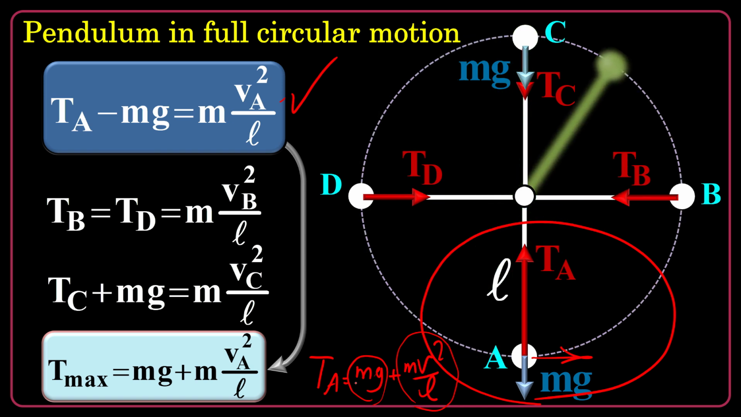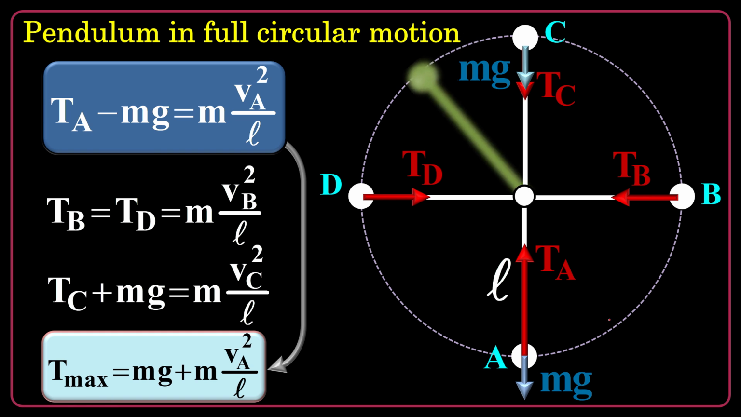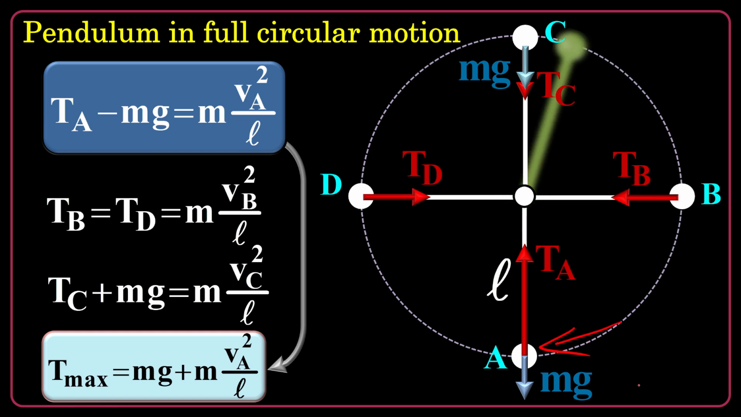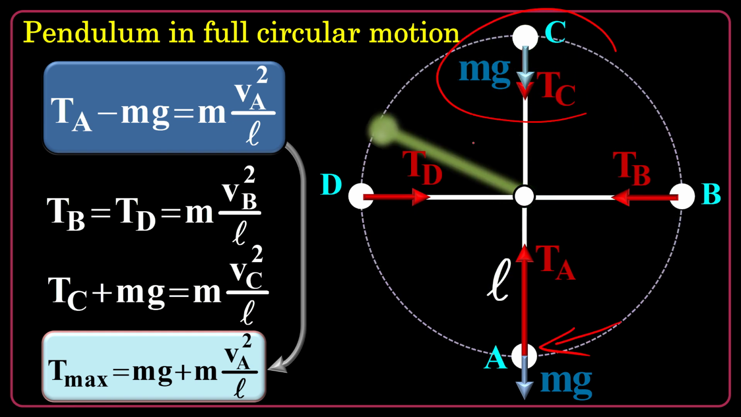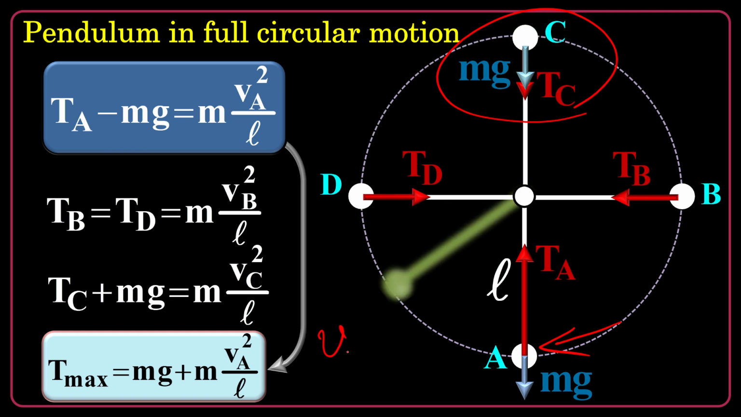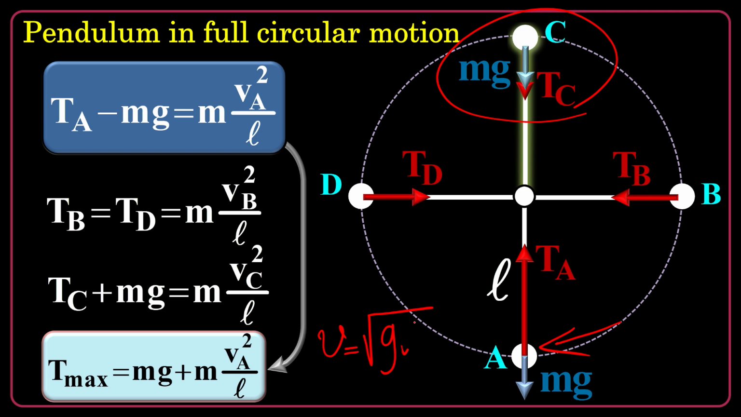So at the bottom point, the object necessarily will experience the maximum tension, at the top, minimum tension, and that minimum I told you sometimes can be zero. The minimum speed for having that seems to be square root of gL, as I explained.